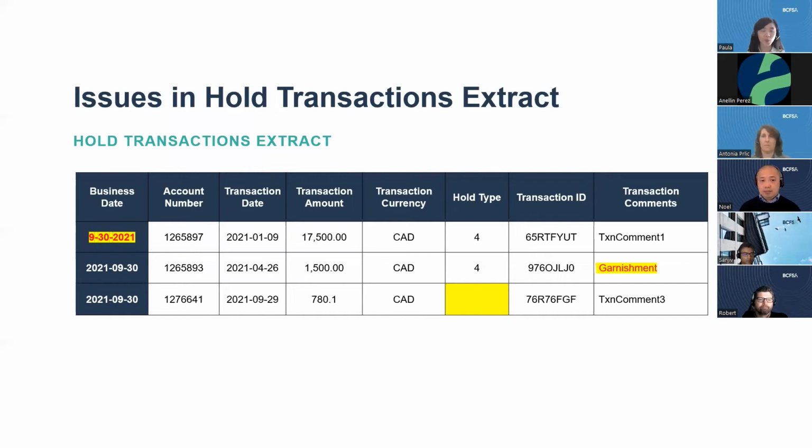provides an example where the format of business date is incorrect. All dates must be in year, month, date format. Row 2 provides an example where garnishment is provided in the holds extract and also in accounts extract, resulting in a possible duplication. Row 3 provides an example where the hold type is not provided. Every transaction in the holds extract must have the hold type.